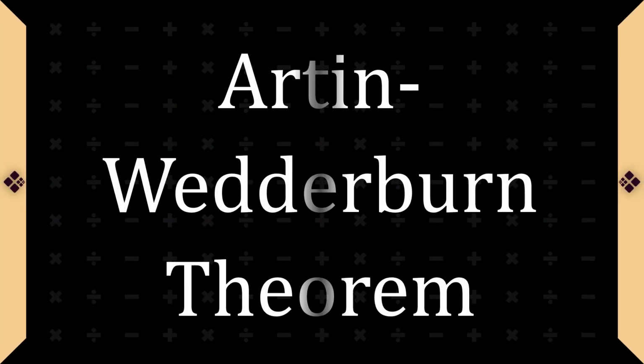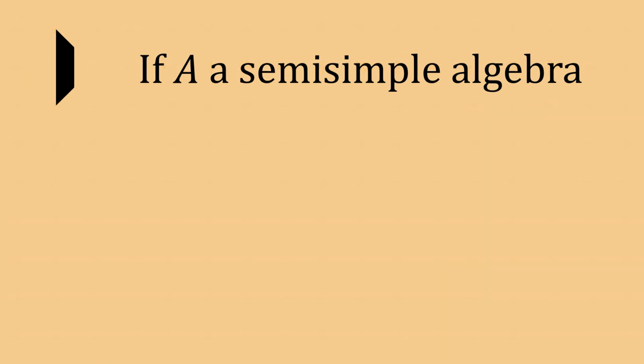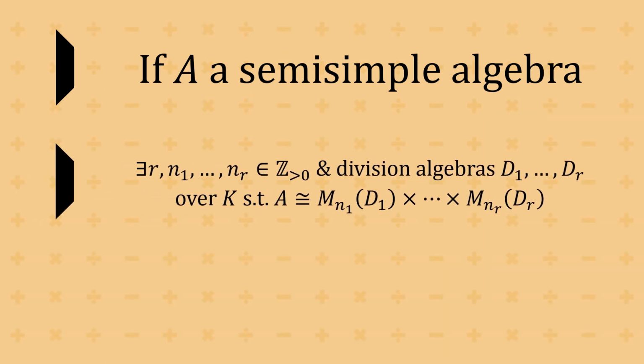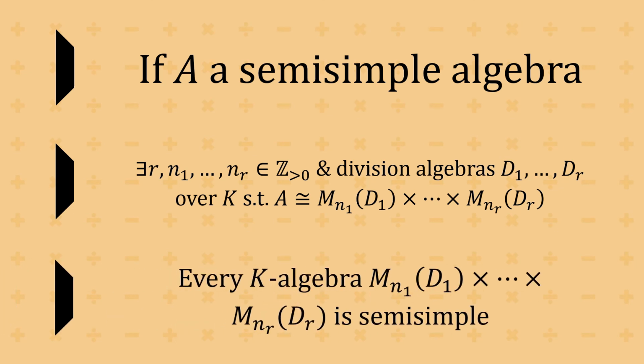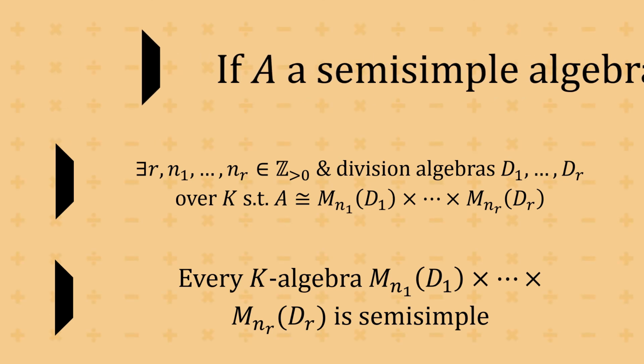This proves one direction of the Artin-Wedderburn theorem, which states that if A is a semi-simple algebra, then there exist positive integers R and N1 up to NR, and division algebras D1 up to DR over K, such that A is isomorphic to the N1 by N1 matrices over D1 times all the way up to the NR by NR matrices over DR. Conversely, every K algebra of the form given here is semi-simple.